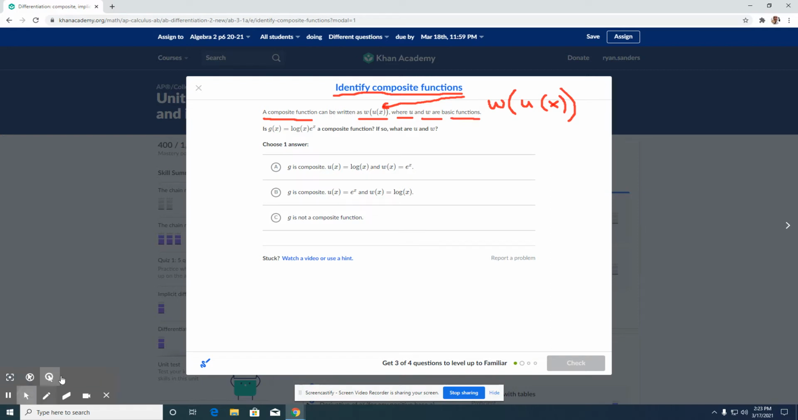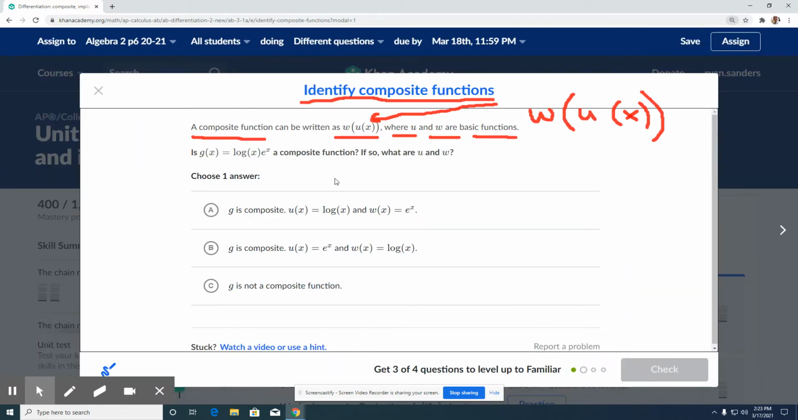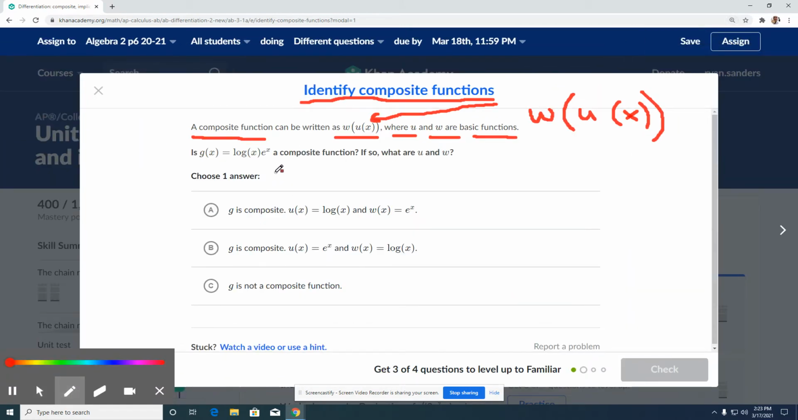Let me zoom in a little bit. Oh, there, that's better. So is this a composite function? Well, this is log of x times e to the x. So is it one function inside the other? No, this is a product. This is a multiplication of functions. So this one is no, not a composite function.